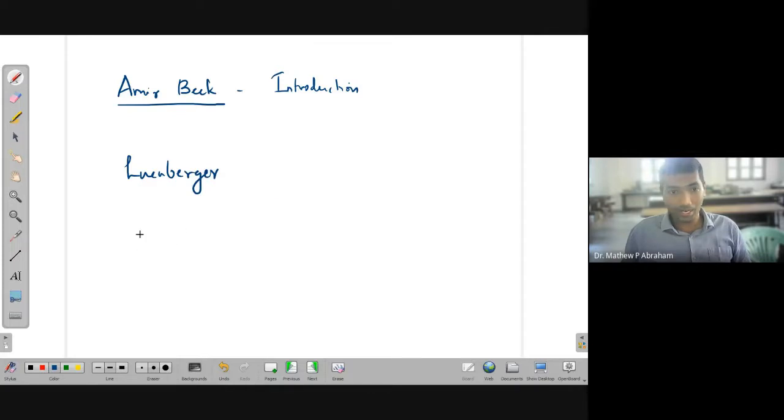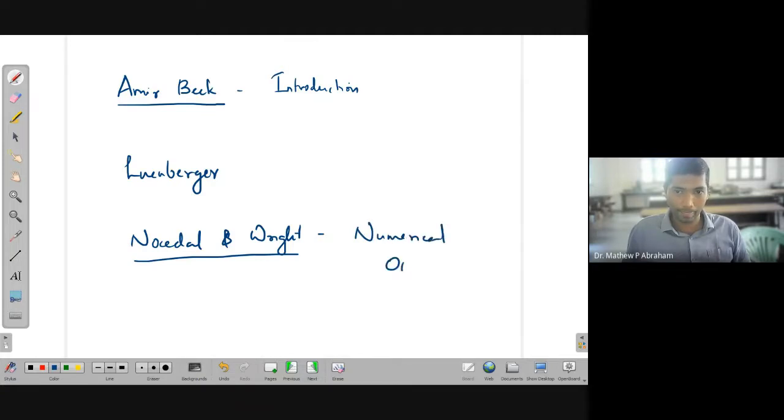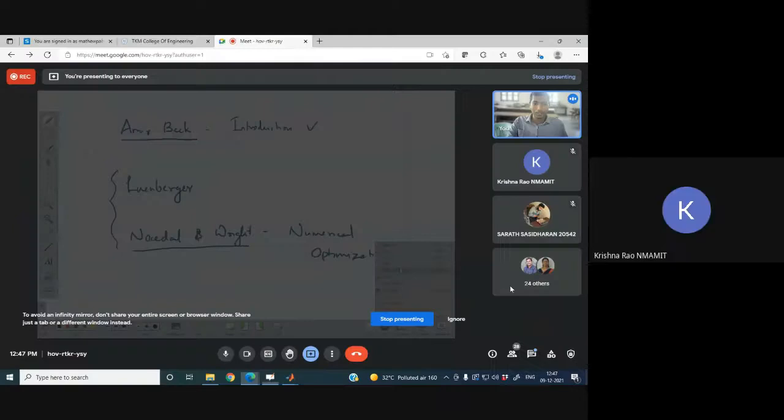Another standard book is by Nocedal and Wright. Nocedal and Wright is another standard reference which most of the people working in optimization refer to. It has a lot of theorems and proofs. The name of this textbook is Numerical Optimization. Amir Beck is the book that I suggest for those who are new to the world of optimization. These two books are a little more mathematical, so once you are thorough with the basics, you can refer to them for further understanding. Thank you.